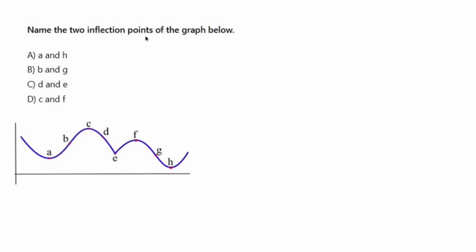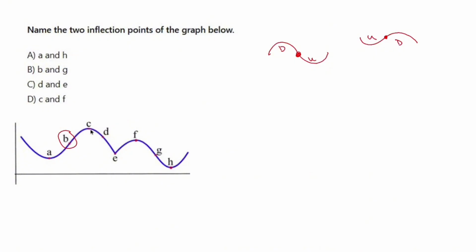Name the 2 inflection points on the graph below. Well, an inflection point is where concavity is changed. So it could look like this, where it changes from concave down to concave up, or it could look like this, where it changes from concave up to concave down. If I look at this without even looking at my options, we're concave up, and then all of a sudden at B, it switches to concave down.